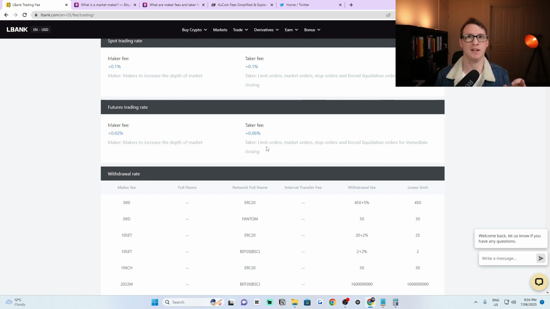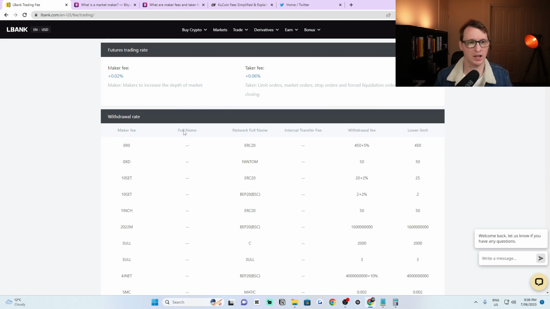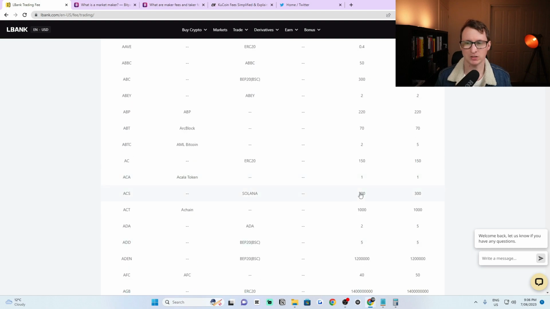So I hope I explained it a bit better. I hope you understand it. If you do have any more questions, feel free to let me know in the description below. You can then look down at the withdrawal fees. This is for withdrawing cryptocurrency out of the Lbank exchange. These are the fees for the network, mostly for the network.